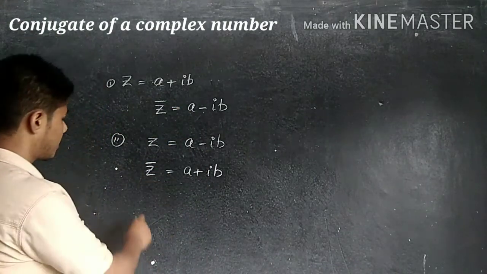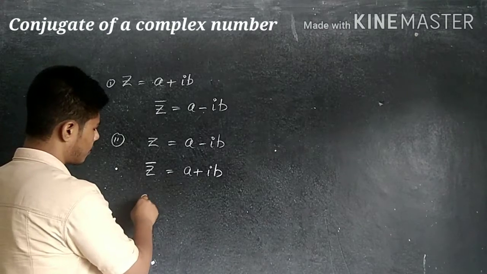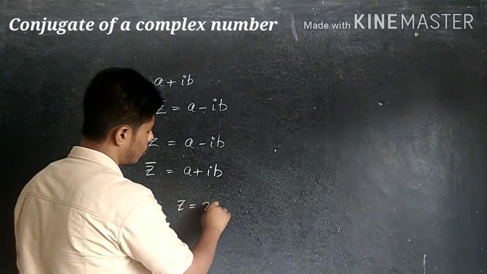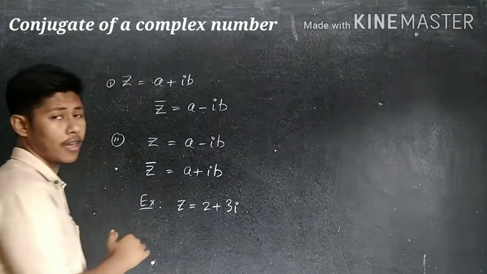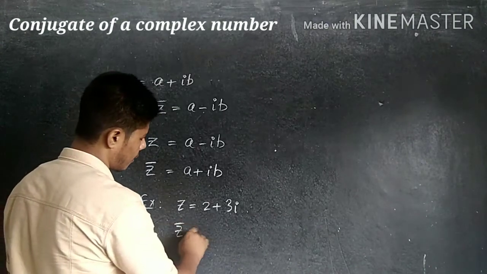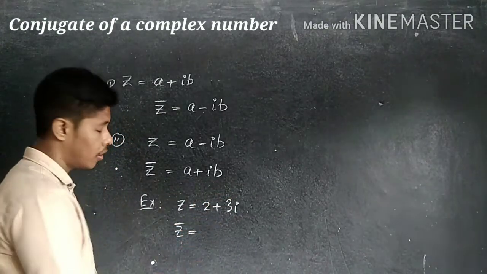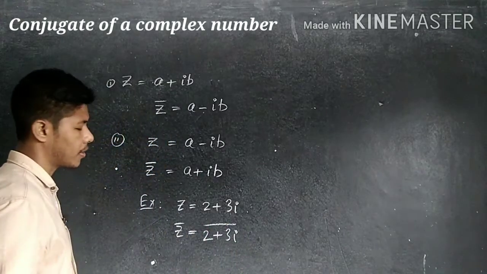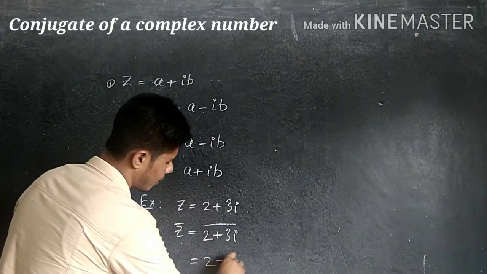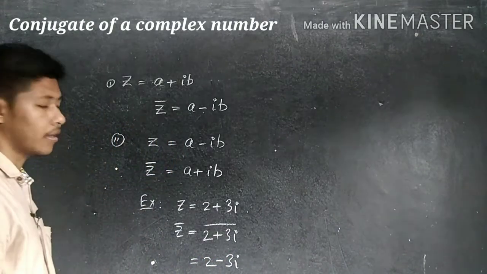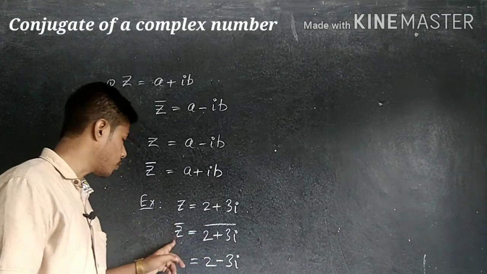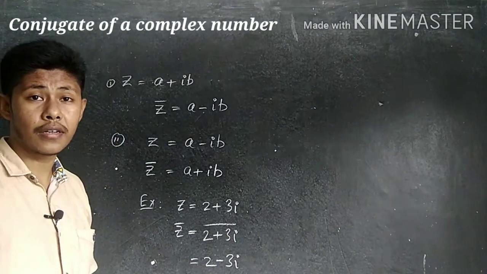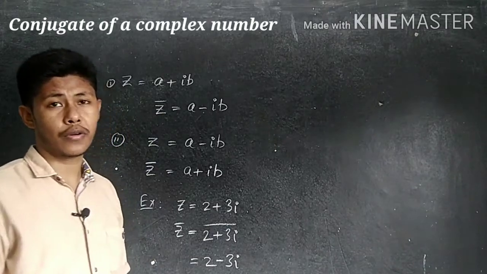In some examples, suppose an example is given, z equals 2 plus 3i. If anyone asks you to find the conjugate, without writing anything you can directly write 2 minus 3i. In some books it is written this way also, z bar equals 2 minus 3i, with the bar mentioned like this. Is it clear? So I think there is no need to write this one. If conjugate is given, then directly write z bar, and easily we can write 2 minus 3i. Is it clear? So in this way we can find the conjugate here.